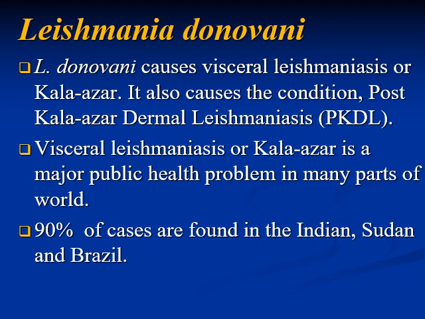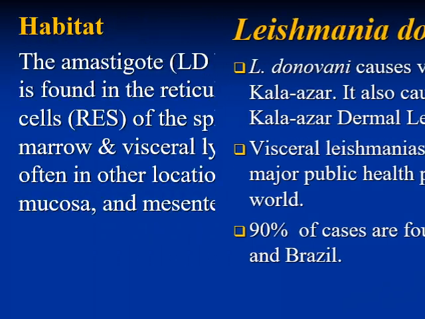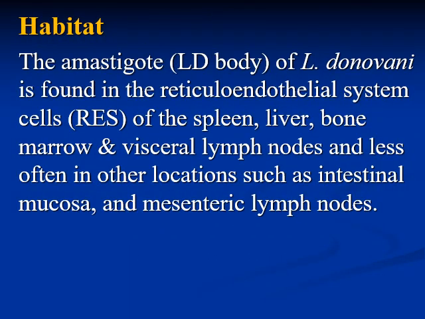90% of cases are found in India, Sudan, and Brazil. Habitat: here also we have promastigote and amastigote stages. LD bodies are found in the reticuloendothelial system, cells of the spleen, liver, bone marrow, and visceral lymph nodes, and less often in other locations such as intestinal mucosa and mesenteric lymph nodes.